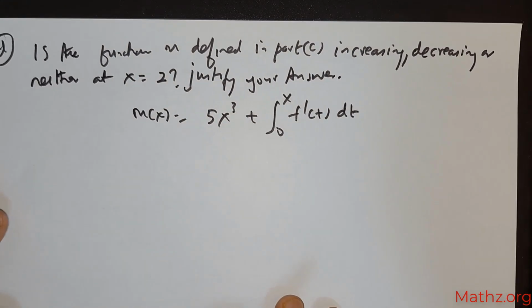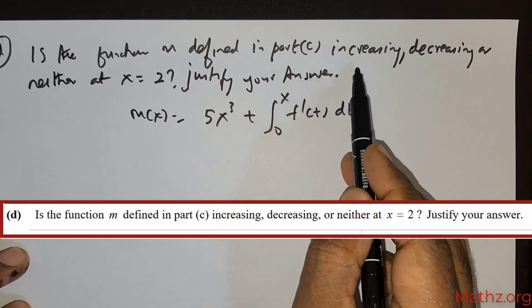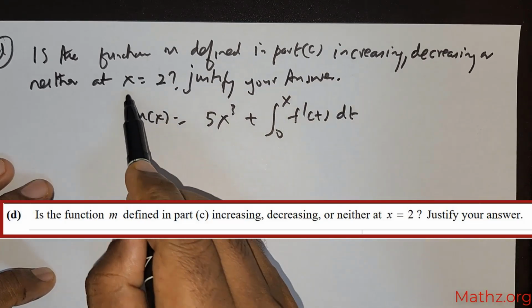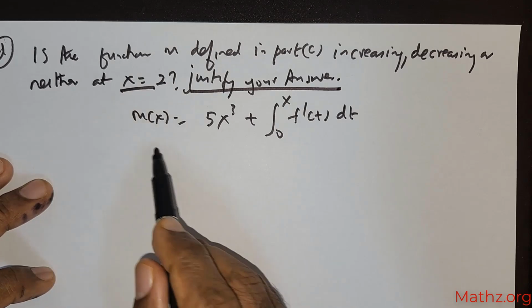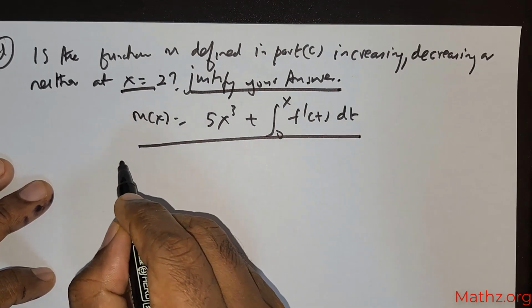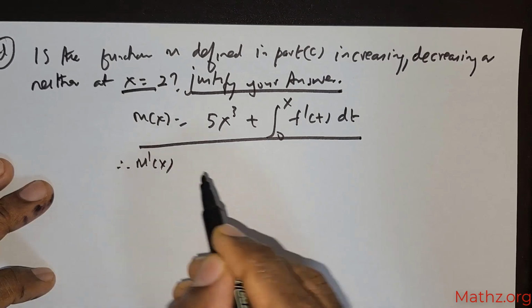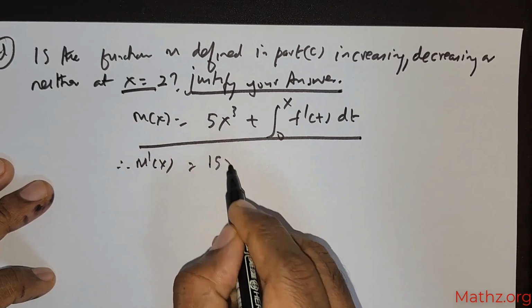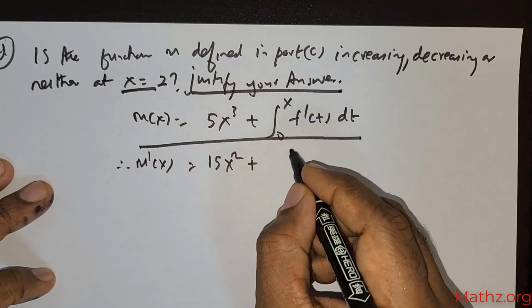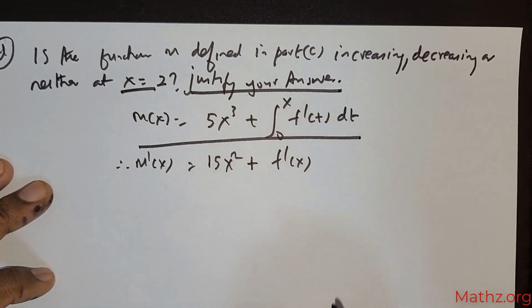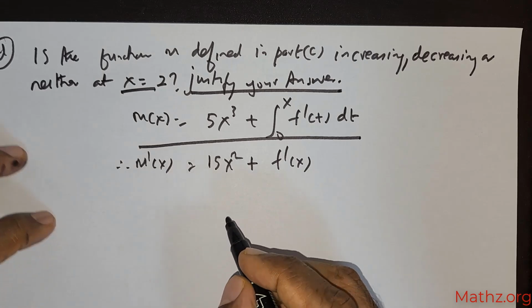Now this is part D. Is the function m defined in part C increasing, decreasing, or neither at x = 2? Justify your answer. Now this is the function that has been given to us in part C. So therefore if you were to find the derivative, this will give you 15x squared. If you differentiate this, you would get f'(x) based on the concepts that we have studied earlier.